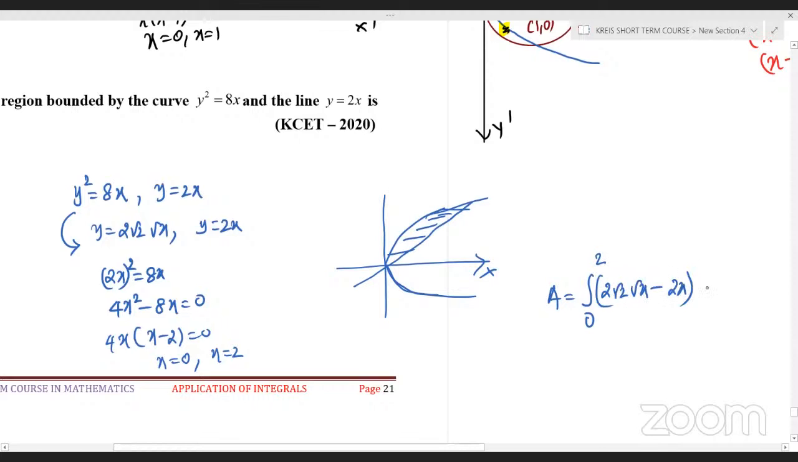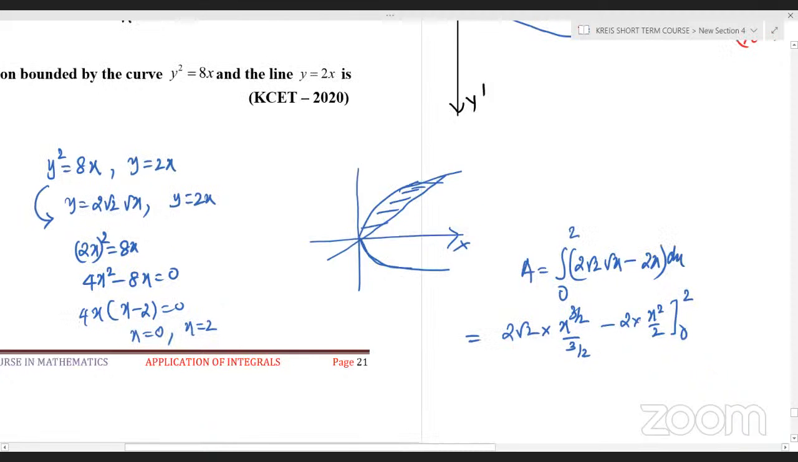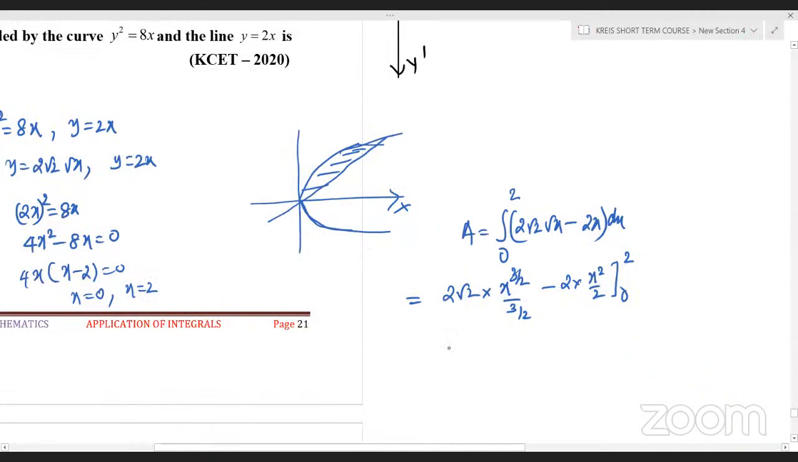This will be integrated with respect to x. Now, on further simplification, you are going to get 2 root 2 into root x, integration x to the power 3 by 2 divided by 3 by 2, minus 2 into x squared by 2, evaluated between 0 and 2. So this will be 4 root 2 divided by 3.